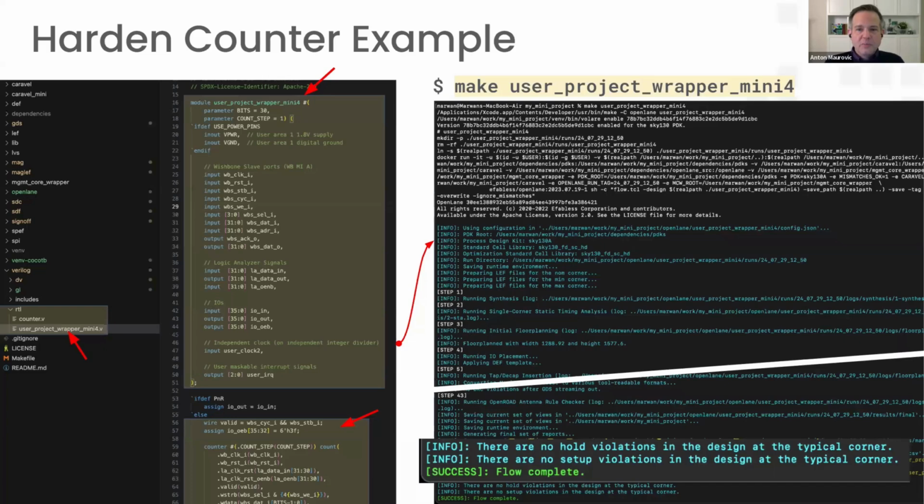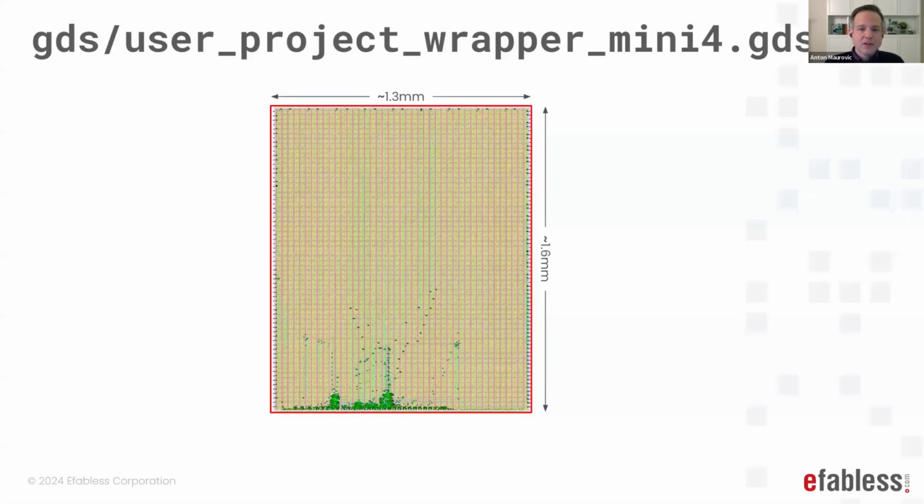So what this finally builds is a layout that will go into silicon, and we can see here that this example counter uses almost none of the available space, so you've got plenty to fill.